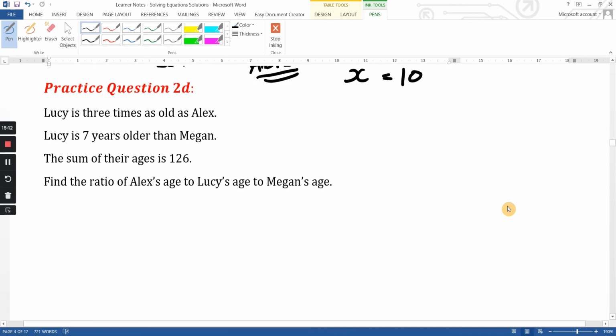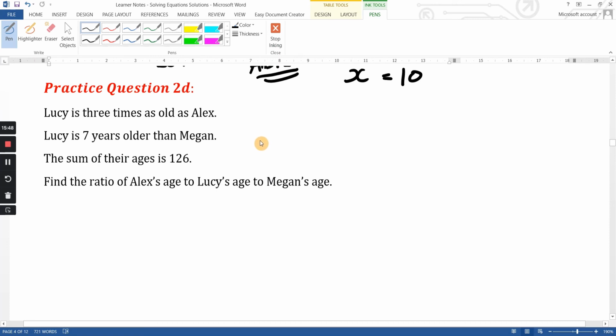Okay. Next one. Lucy's 3 times as old as Alex. Lucy's 7 years older than Megan. Sum of their ages is 126. Find the ratio of Alex's age to Lucy's age to Megan's age. Right, okay. So which one shall we call X? Usually I use the smallest one to call X, but I don't know which one is.